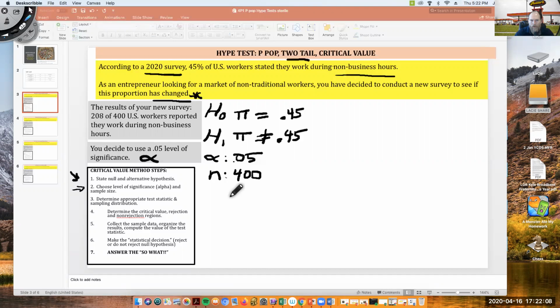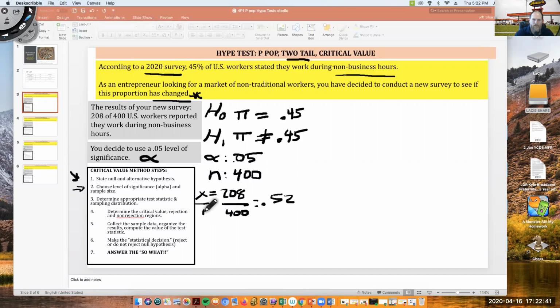Okay, and while we're here, we don't want to get sidetracked, but we know that 208 is X. We don't want to lose our eyes on the prize, but we could do a little math right here. 208 is the number of people that said in the survey that they work during non-business hours. We divide that by 400, and that's going to equal 0.52.